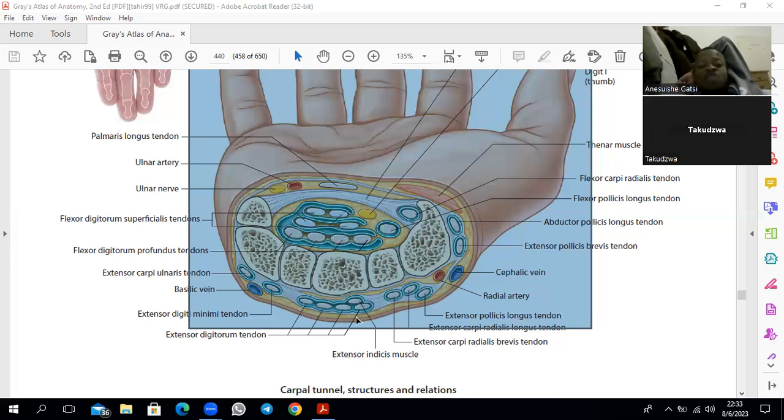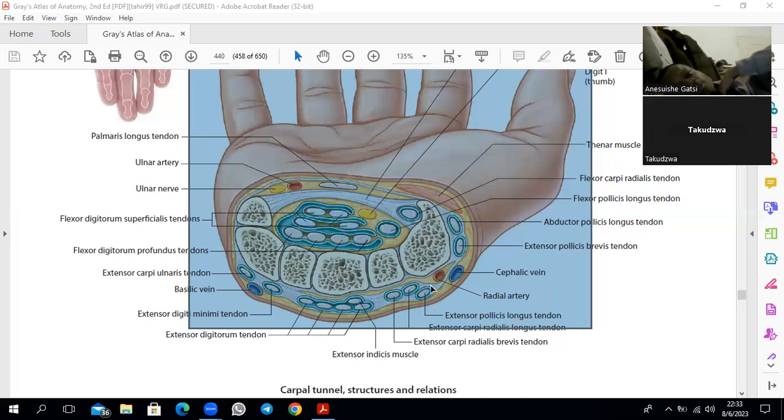Then the 3 that are not shared, where there's a single tendon: there's a compartment for extensor carpi ulnaris here. There's a compartment for extensor digiti minimi, that's 2. And the third one is this one, there's a compartment for extensor pollicis longus.